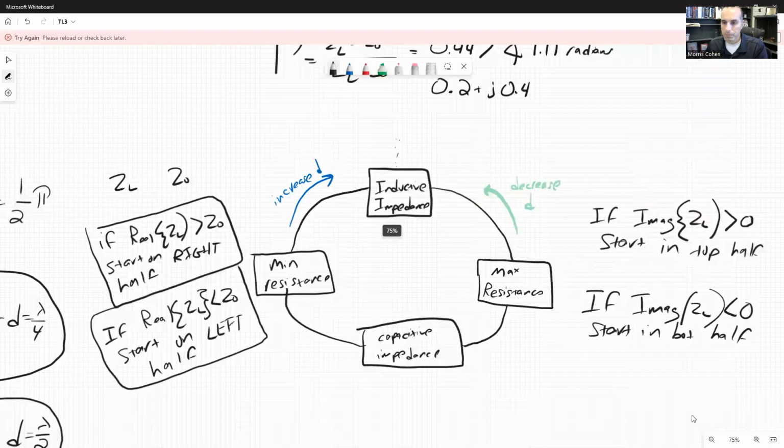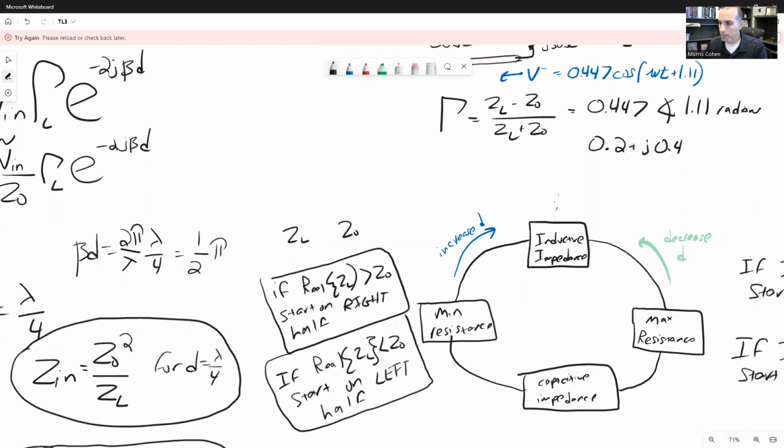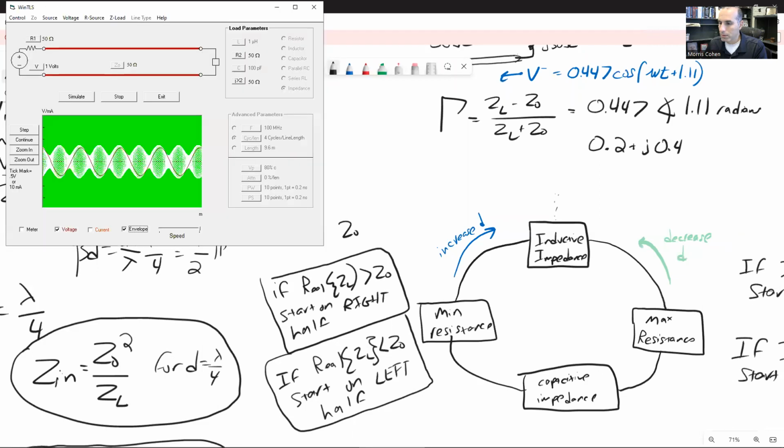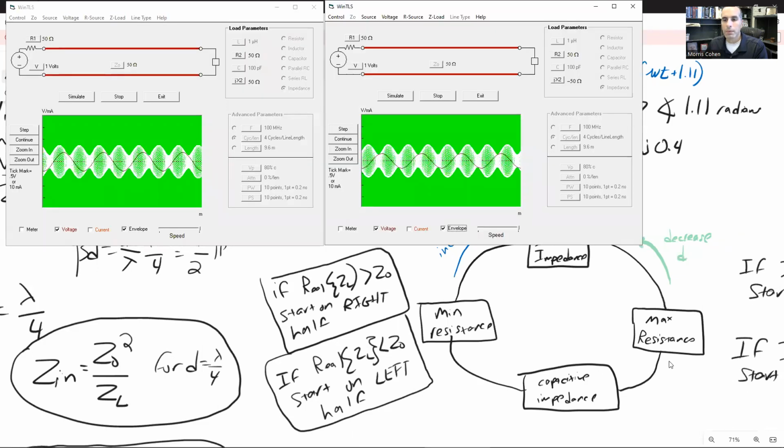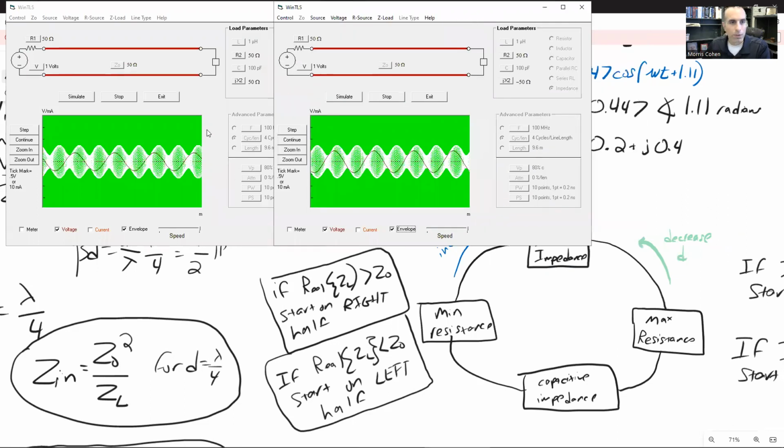Let me move this over here. You can put these side by side. So in this left-hand example, where we have a positive imaginary portion, we're going to start out on the positive side, the upper half of this loop. But because the 50 ohm matches the 50 ohms, we're probably somewhere over here to the right.